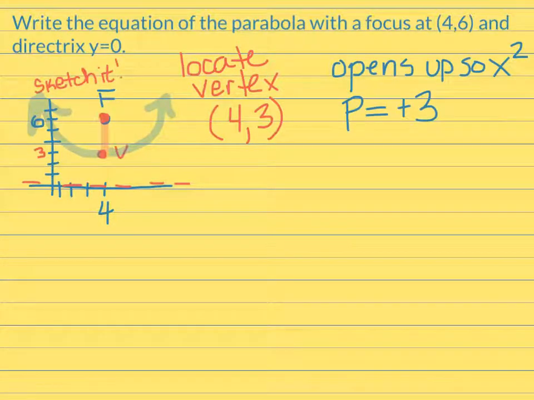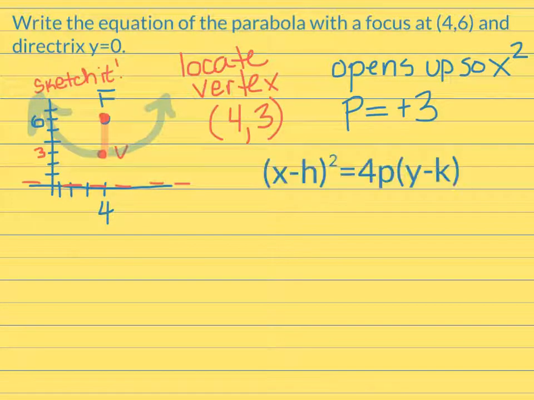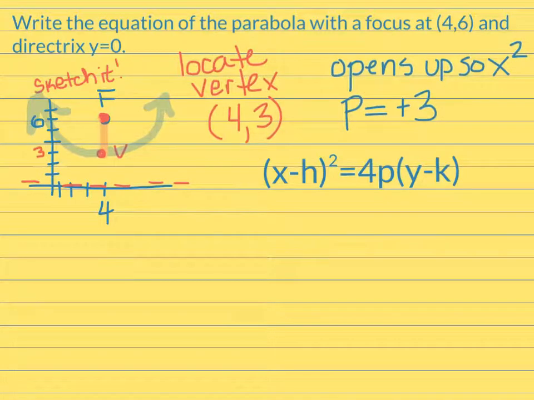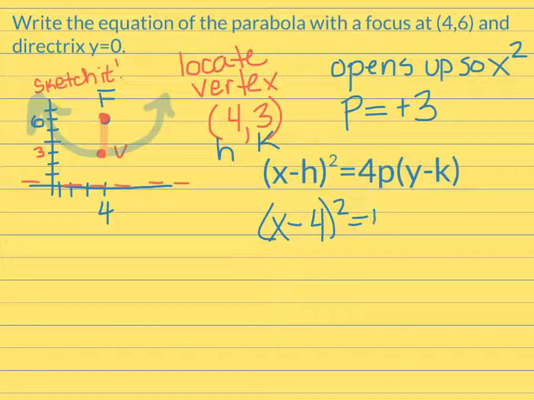Alright, so now we know which equation to use. (x minus h) all squared equals 4p times (y minus k). And we just need h, k, and p. Our h is 4, our k is 3, our p is 3. We're just going to fill it in. So x minus 4 for h, squared, equals 4 times 3 times (y minus 3).